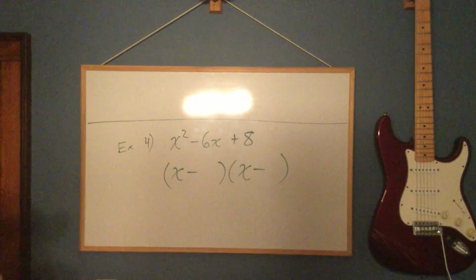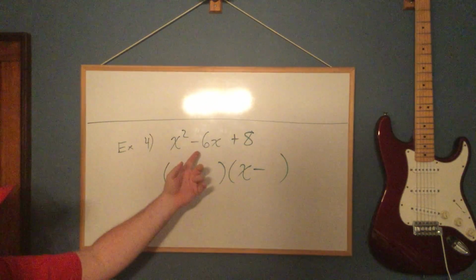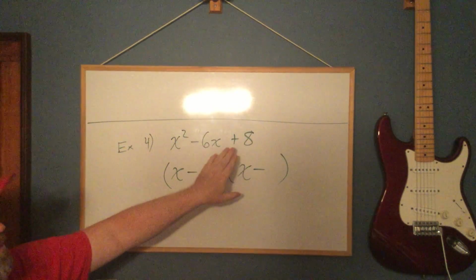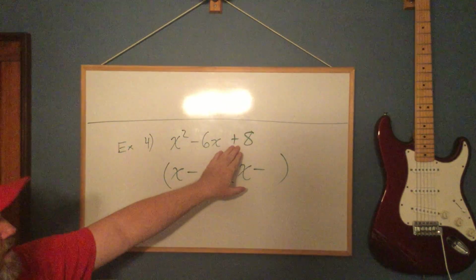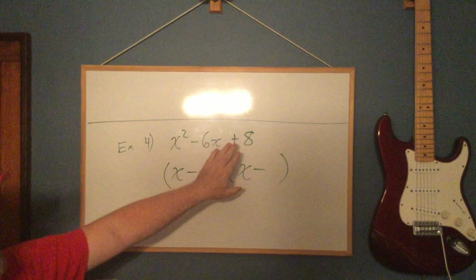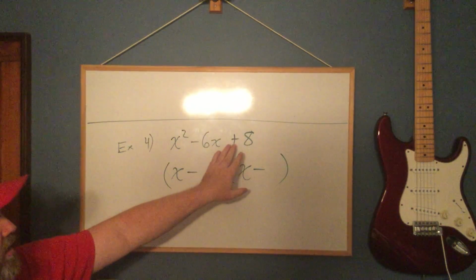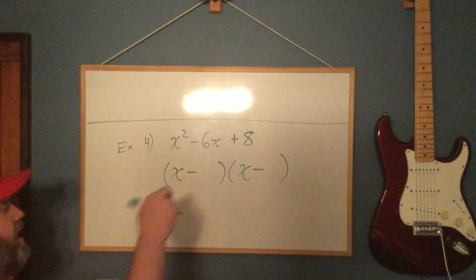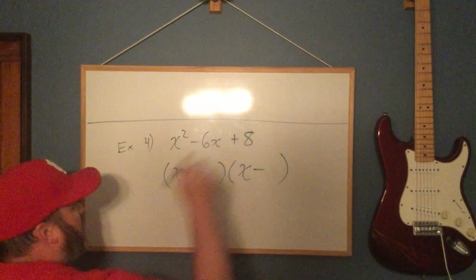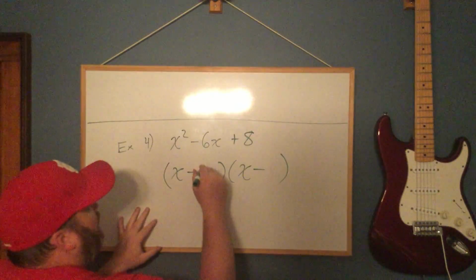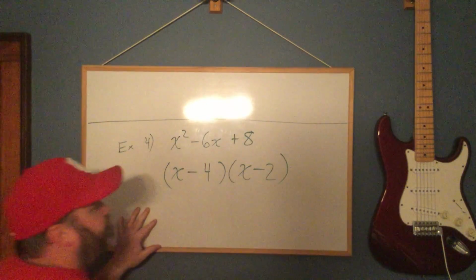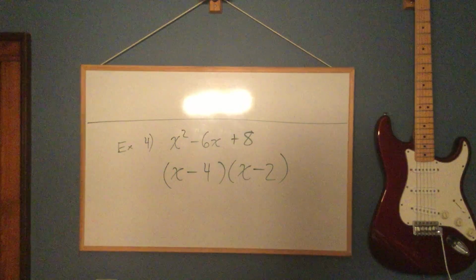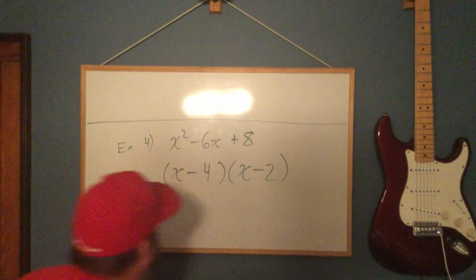So now I need two numbers that have a sum of 6. When I have same signs, this is a sum. When I have a positive here, that means same signs and a sum. If that's negative, that means different signs and a difference. So anyway, the sum, I need to be 6, and the product, I need to be 8. Well, that's 4 and 2. Okay. So I think that was one example of every scenario. Pretty sure. That's what I intended anyway.